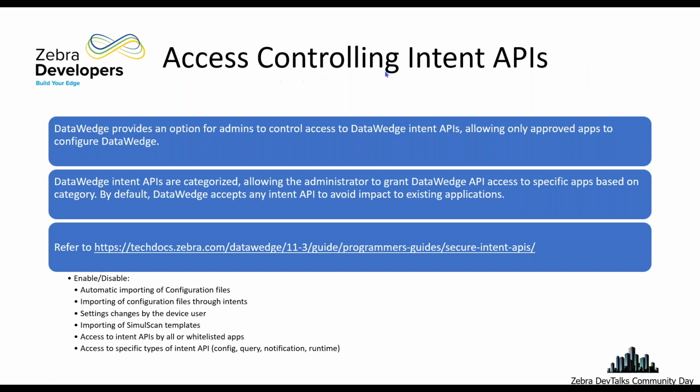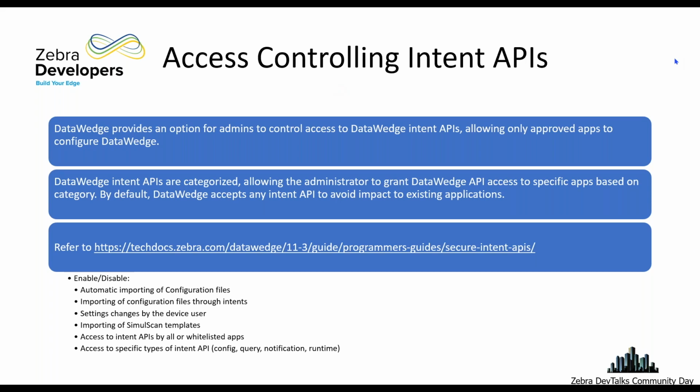Okay, we discuss access controlling intent APIs. So today, by default, any application that gets installed into your device can send an intent to DataWedge and configure DataWedge the way that application needs. But in enterprise use cases, you might need to control which applications can send the intent to DataWedge.